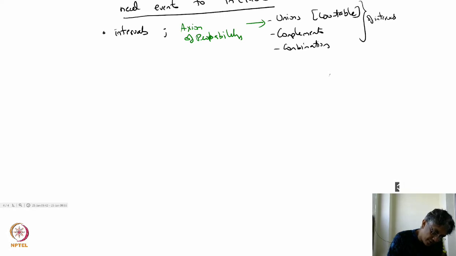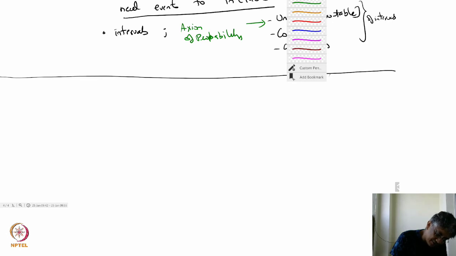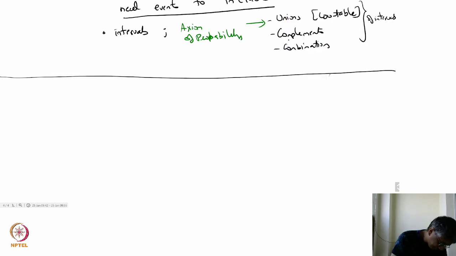So what we're going to do now is we're going to say, how do I define my event? So the way I define my event, I have to have certain basics. I need the whole sample space there. I need all these events, these intervals. If I look at the interval example, I need countable unions, complements, everything to be there. So let's do definitions.